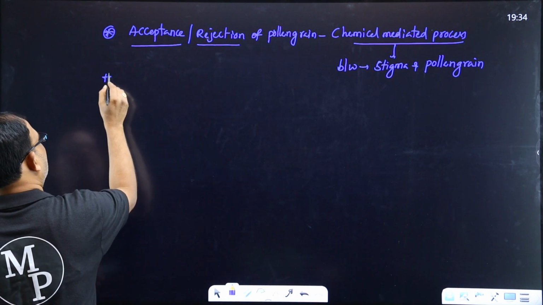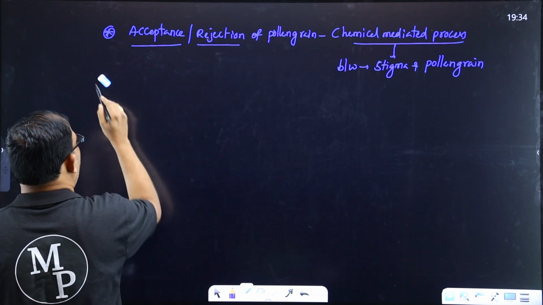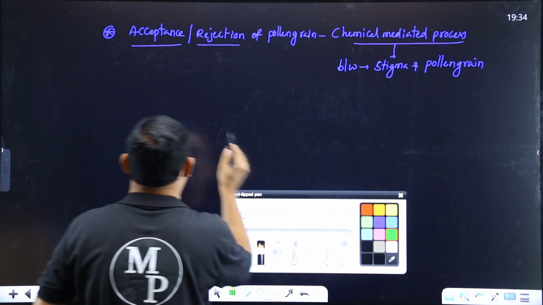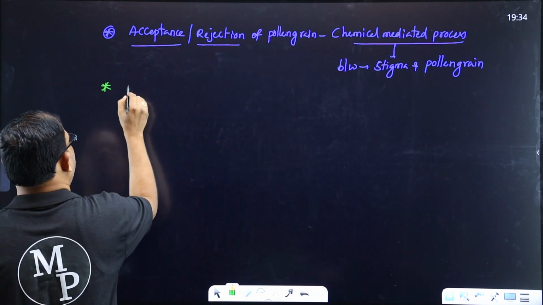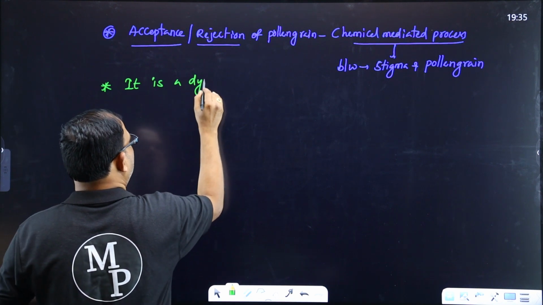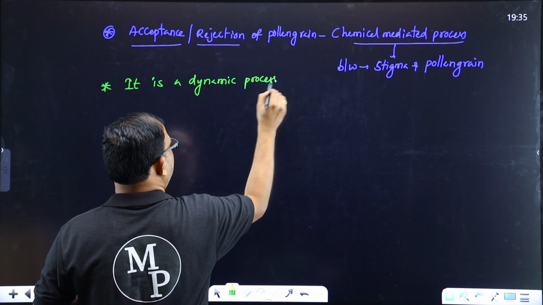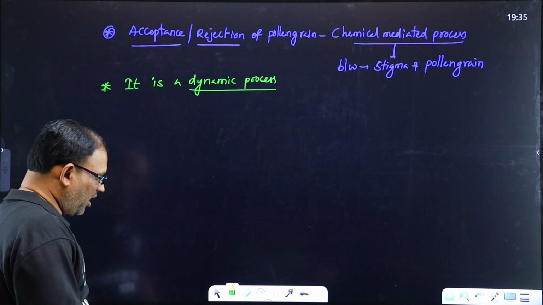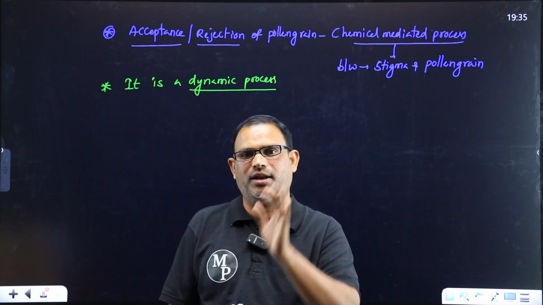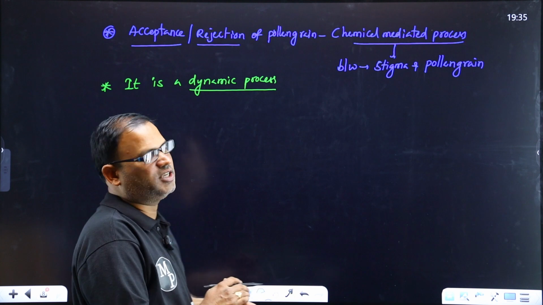This pollen pistil mechanism is a dynamic process. Very very important. The pollen pistil mechanism is which type of process? It is a dynamic process. How is that? See, all of you. When the pistil recognizes one compatible pollen, it undergoes post pollination events.